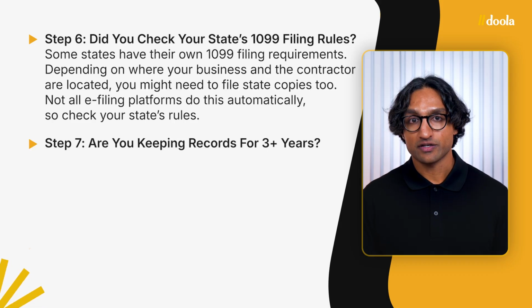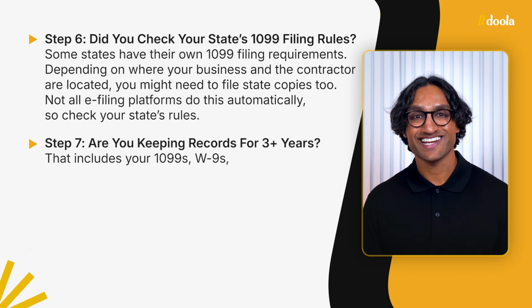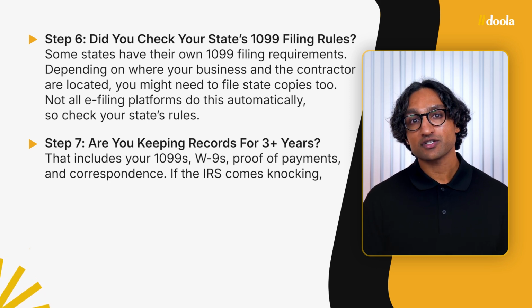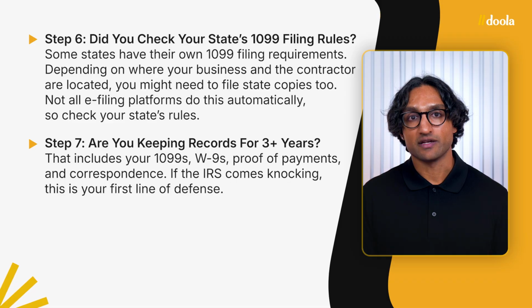Step 7, are you keeping your records for 3+ years? That includes your 1099s, W-9s, proof of payments, and correspondence. If the IRS comes knocking, this is your first line of defense.